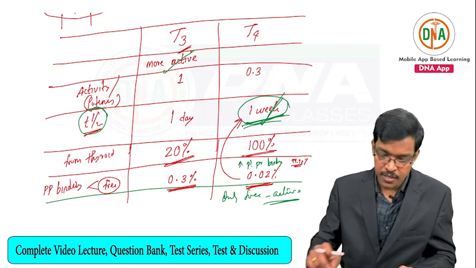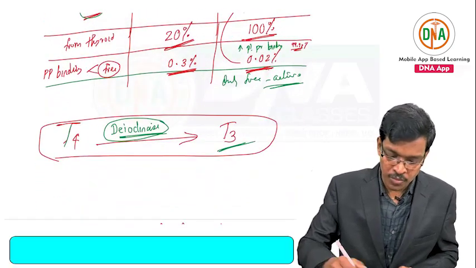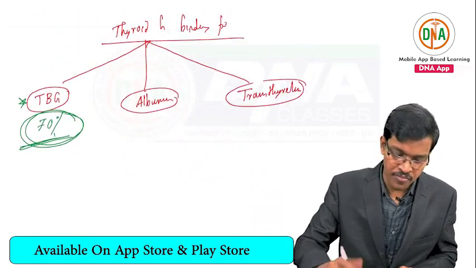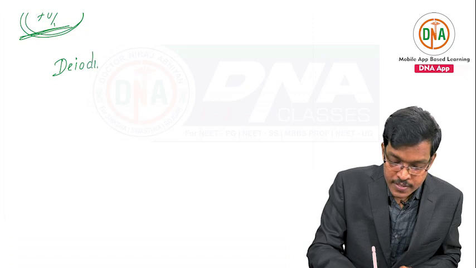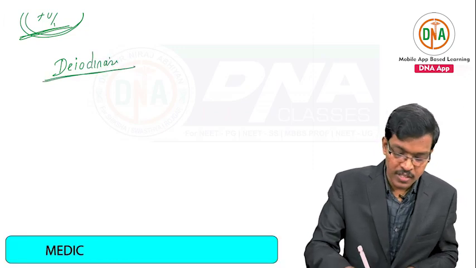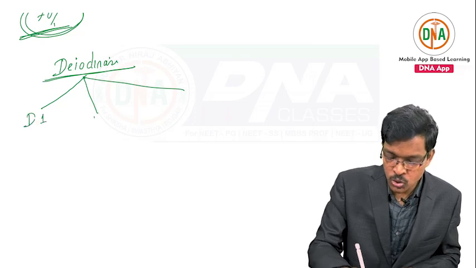Fine. Now, this is about the differences between T3 and T4. And what about this peripheral conversion? This peripheral conversion is with the help of an enzyme known as deiodinase. Basically you have 3 types of deiodinase, numbered D1, D2 and D3.